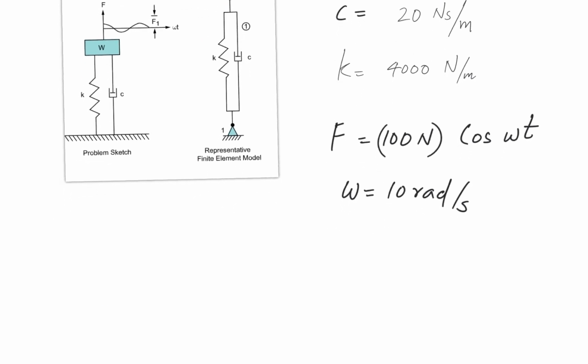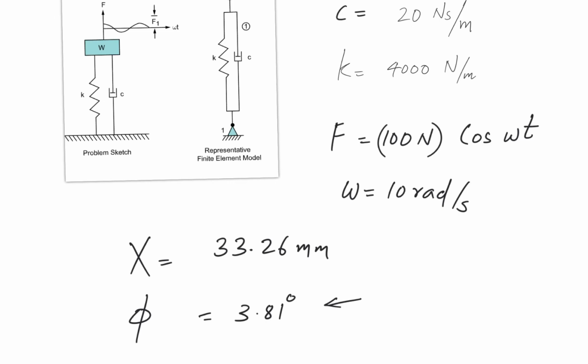I'm not going into the details, but once you plug in all those things, you will get the magnitude of the response as 33.26 mm, while you will get the phase as 3.81 degrees. So the response will lag the input by this amount. So these are the results that we obtain from closed form solutions.